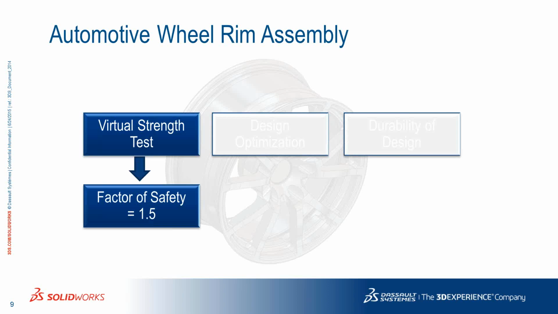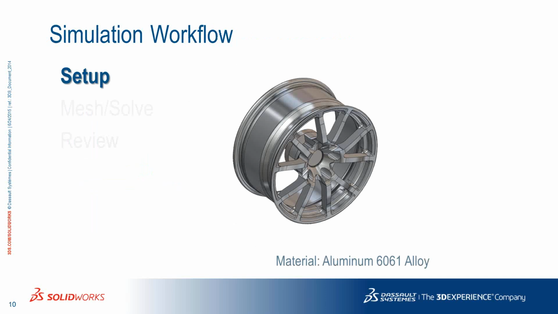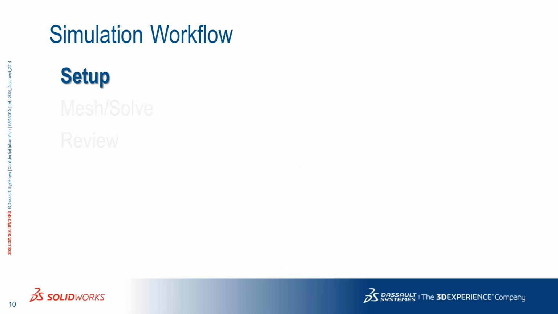So with the strength test, a simple criteria that we are after is the factor of safety, or the strength of this wheel rim, should be at least a 1.5. So in terms of setting this problem up in SOLIDWORKS simulation, it's pretty straightforward. Let's say, for example, we know a few details about this wheel rim. So the material of the rim is aluminum 6061 alloy.